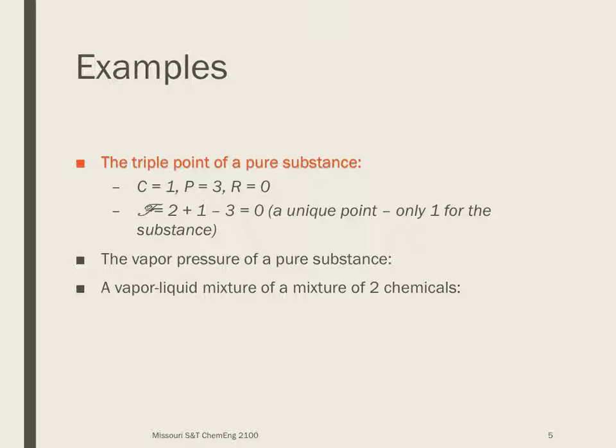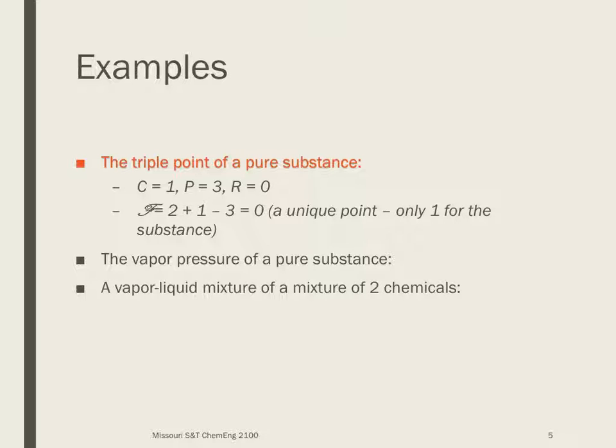So first, the triple point of a pure substance. Okay, if it's a pure substance, there's one component. So C is 1. At the triple point, I have the three phases coexisting. That's why it's called triple point. So P, or pi, is 3. And R, the number of reactions: this pure substance isn't reacting all by itself, so I have no reactions. Therefore, the degrees of freedom is 2 plus C, which is 1, minus 3, minus 0, okay? 3 minus 3 is 0, so I have a unique point. Degrees of freedom is 0.